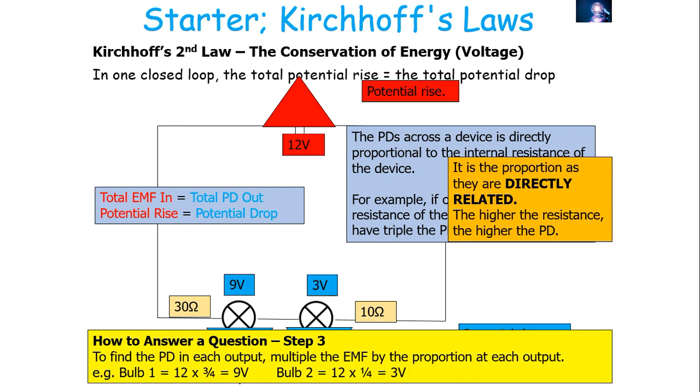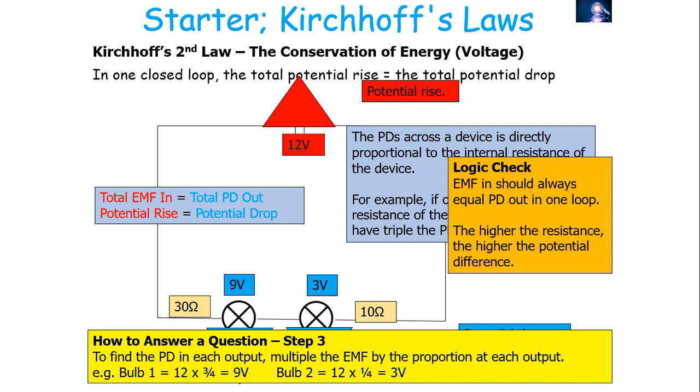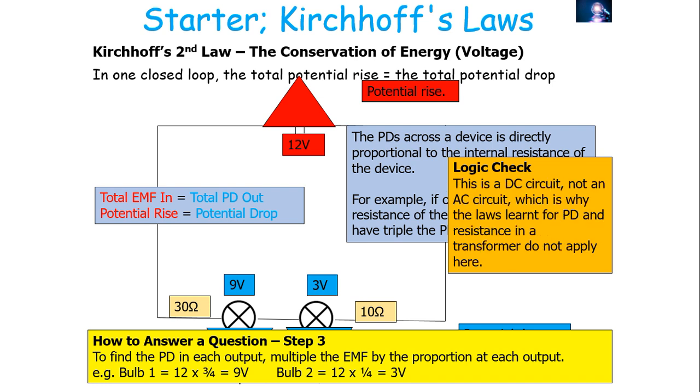You then, to find the PD in each output, multiply the EMF by not the missing proportion this time, but by the actual proportion. So the left-hand side bulb will be the EMF, which is 12, times by the proportion of resistance it takes, 3/4, so you get 9 volts. Now that, if you want to check your logic, is the EMF in should always equal the total PD out, and the higher the resistance of an output, the more potential difference it has. Now again, just to clarify, these are only for DC circuits, not AC circuits. So any laws you might have learned regarding potential difference and resistance for a transformer don't apply here.